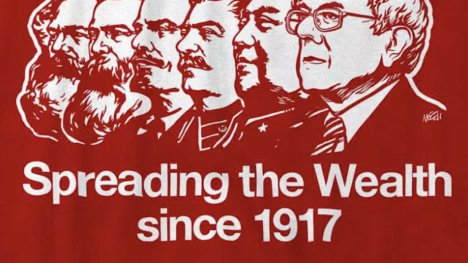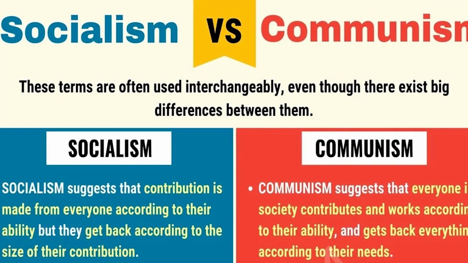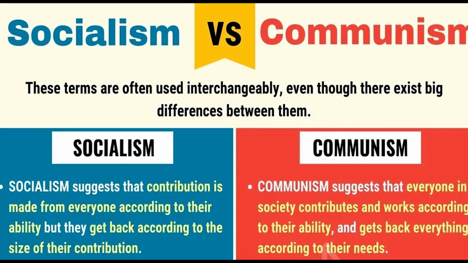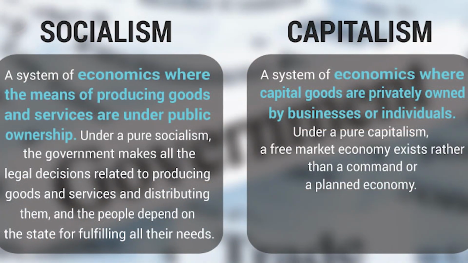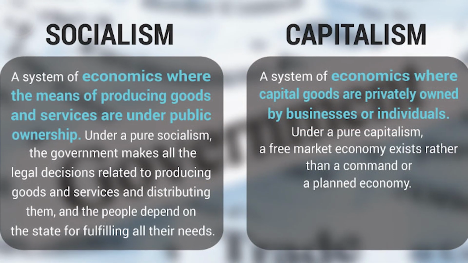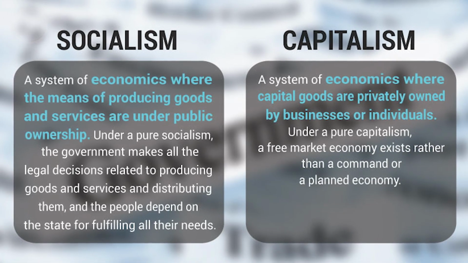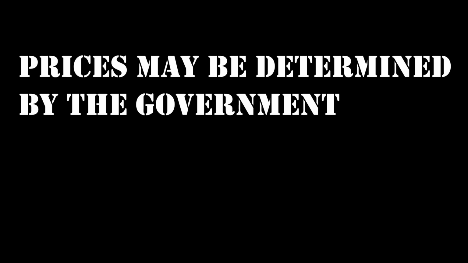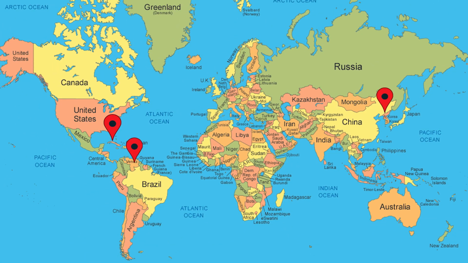Socialism. Socialism, on the other hand, is an economic system based on the collective ownership of the means of production. In a socialist system, the government or the community as a whole owns and manages the resources necessary for the production of goods and services. The primary goal of socialism is to achieve economic equality and social justice by ensuring that everyone has access to the resources they need to live a decent life. In a socialist system, prices may be determined by the government rather than the market. These days, Cuba, Venezuela, and North Korea are major countries that follow this ideology.